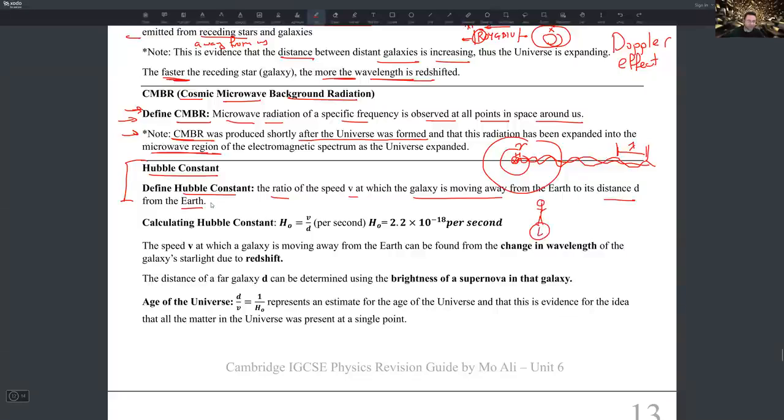Here we are on planet Earth. I have another galaxy, let's call it galaxy X, moving away from us at a velocity V and a distance D. The ratio of V over D is called the Hubble constant. The ratio of V over D, its velocity divided by distance, is the Hubble constant.